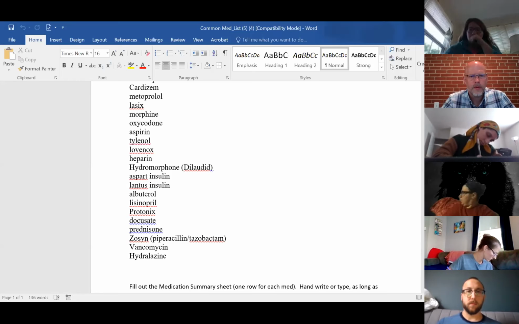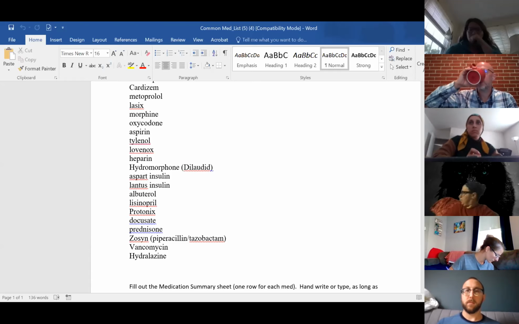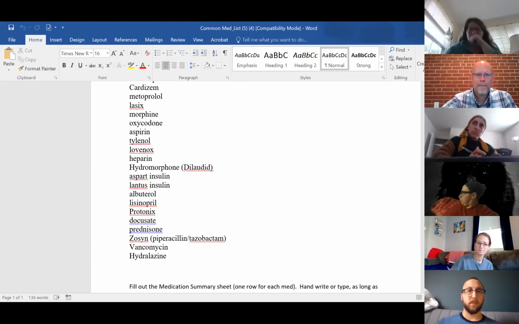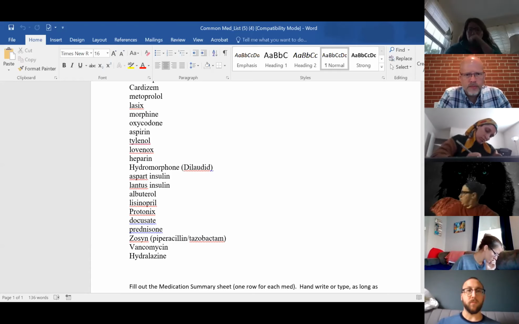Yesterday, one of the nurses on the unit was hanging vancomycin, and she showed us how she calls the pharmacy to make sure, because she was running it with another drug, and she had to call to make sure that they could be run together. Good. And she also said you never run it with, I think it was potassium.